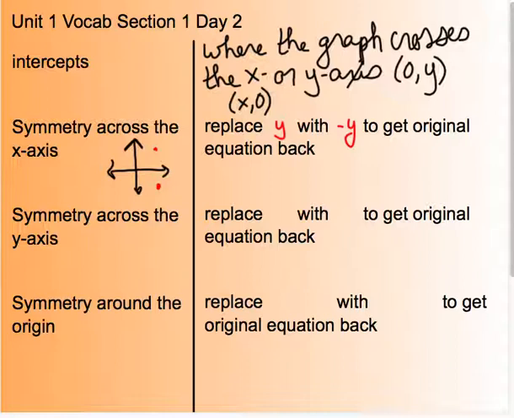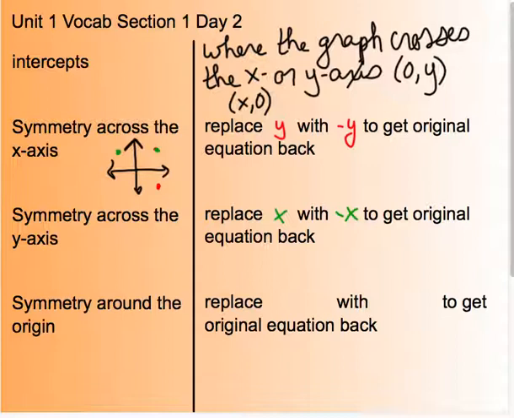So for y-axis symmetry, if we replace x with negative x, simplify the equation, and we get back what we started with, then it is symmetric across the y-axis. So think about the same original starting point. If we flip that across the y-axis, the y value stayed the same, but the x is opposite.